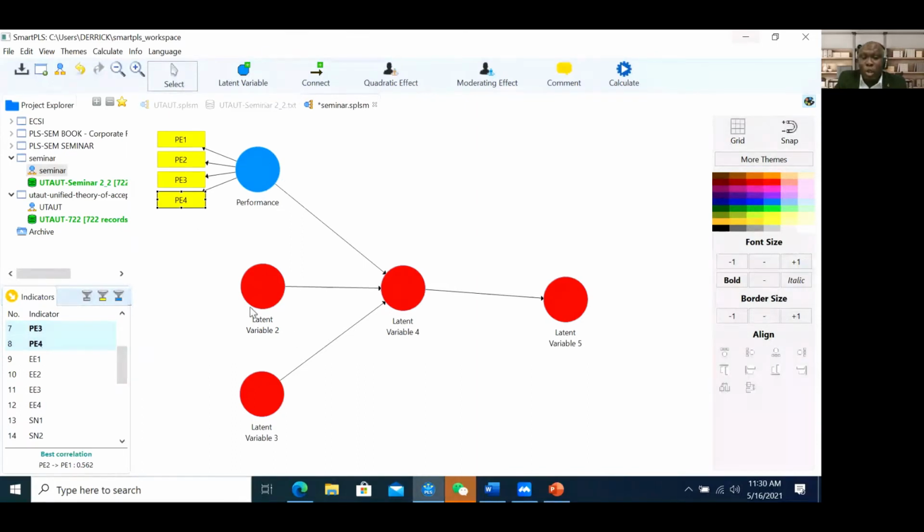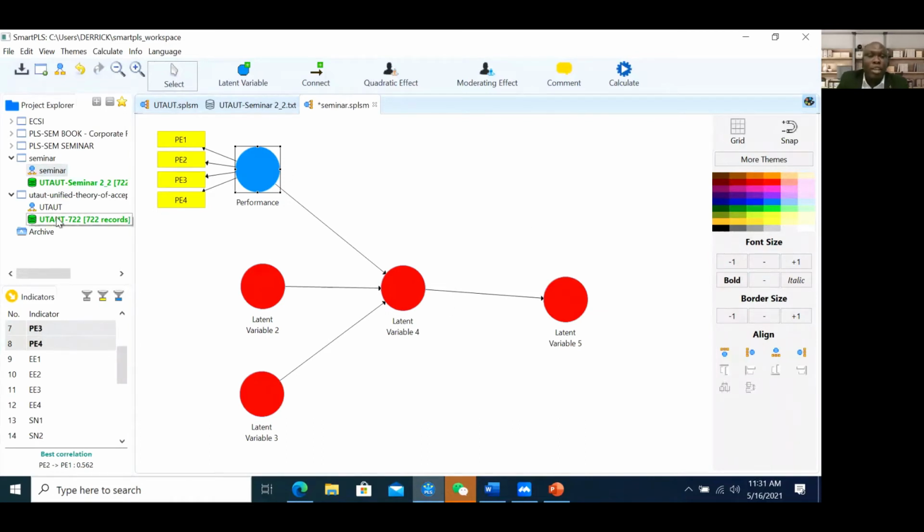Once you are done, you do that for all the constructs in your model, and then you should be good to go. You should be able to run the analysis. All right. So briefly, that's how to create a model. You go to create project, you go and import the data as I have done. Then you draw the diagram, the path diagram. After you are done with that, then you run the analysis.